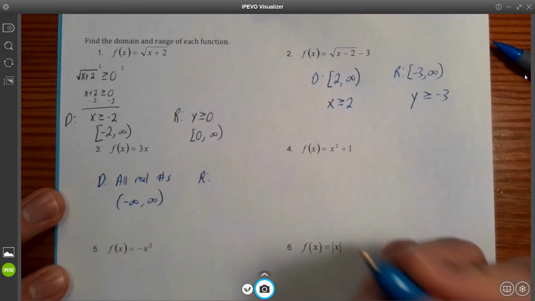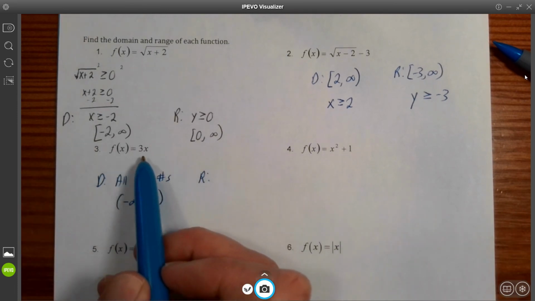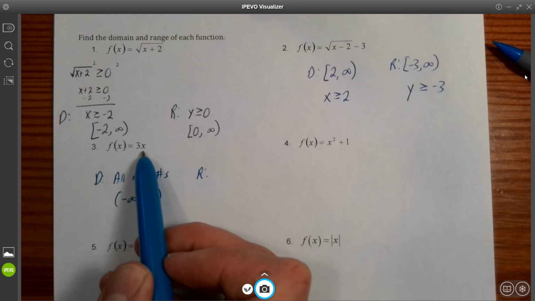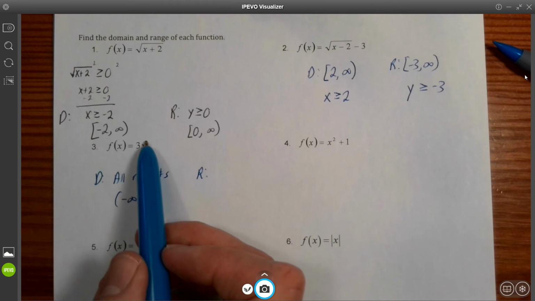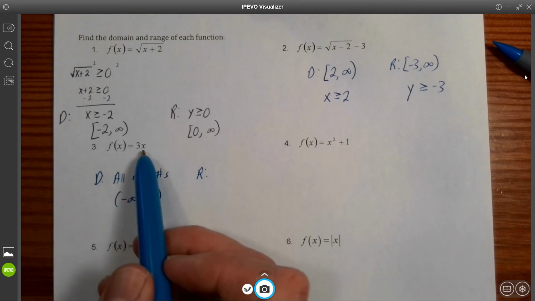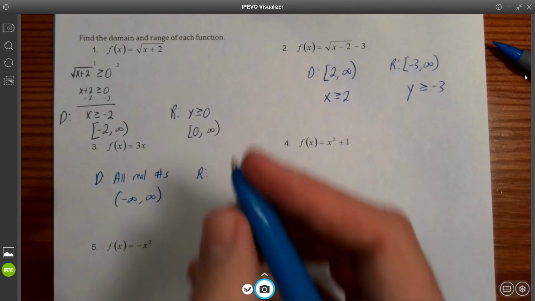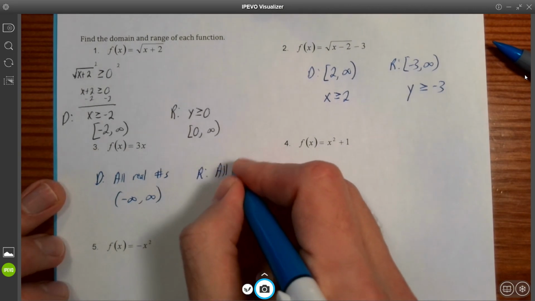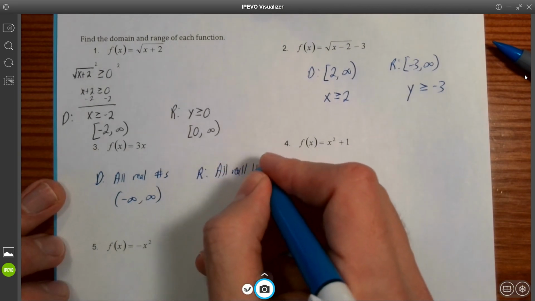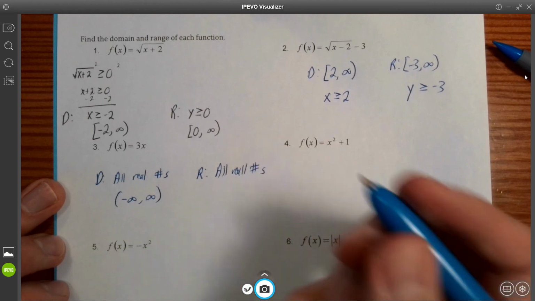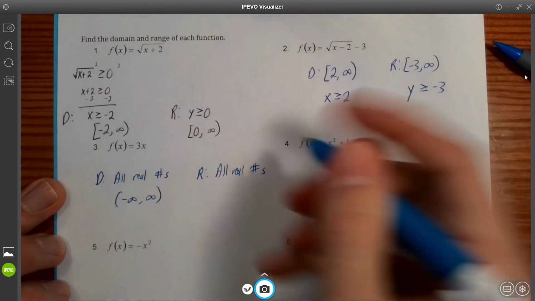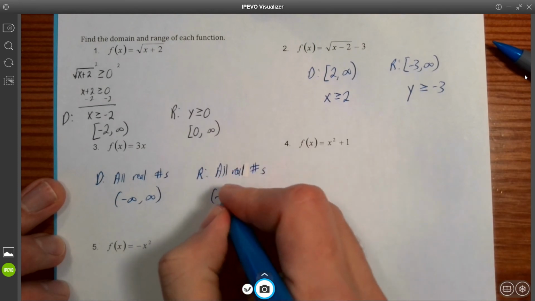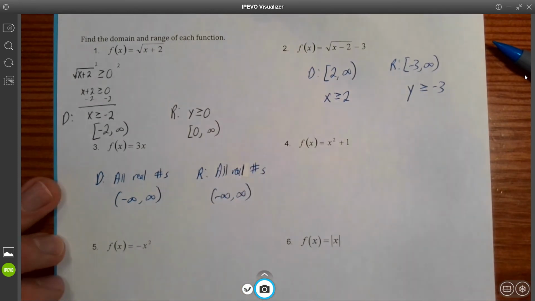My range also is any output you want. So if I said, man, I want an output of 9, well, done. Plug in a 3, you get a 9. I want an output of 8. Okay, plug in 8/3, you get an 8. I want an output of negative 17. You can do it. Plug in negative 17/3. You'll get your negative 17. So the range is also all real numbers. And I just put an extra L on real, so they're extra real. All real numbers, one L in real. And that also goes from negative infinity to infinity.